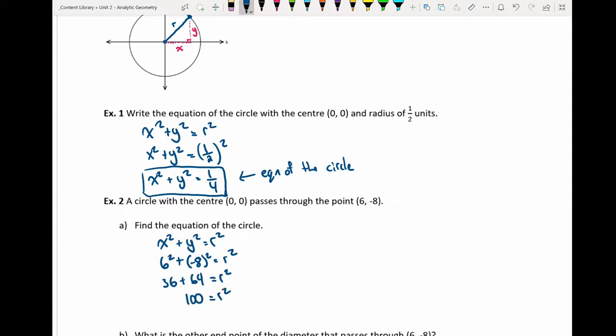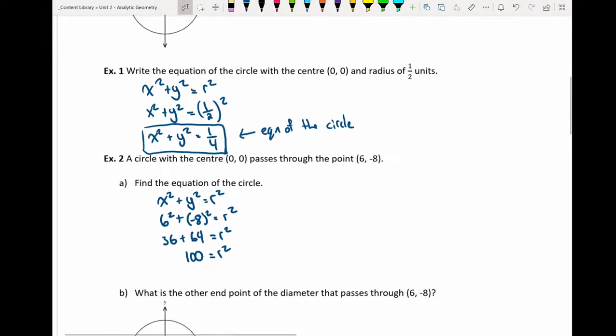100 equals r squared. If you wanted to find the specific radius, you could go one step further and take the square root of that, so r would equal 10. But in terms of the equation, I know the x squared plus y squared, and all I need is the r squared value, so 100 for the equation.